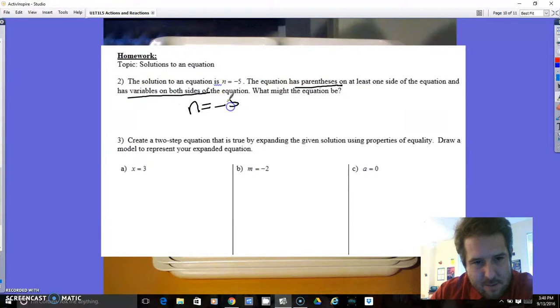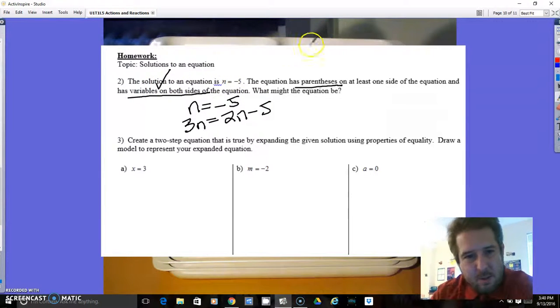N equals negative 5. So the first thing I'm going to do is add a variable to both sides. I'm going to add 2n to both sides. So that makes 3n on the left and 2n minus 5 on the right. So now we have variables on both sides, so I can check that off. The last thing we need to do is also have parentheses involved.